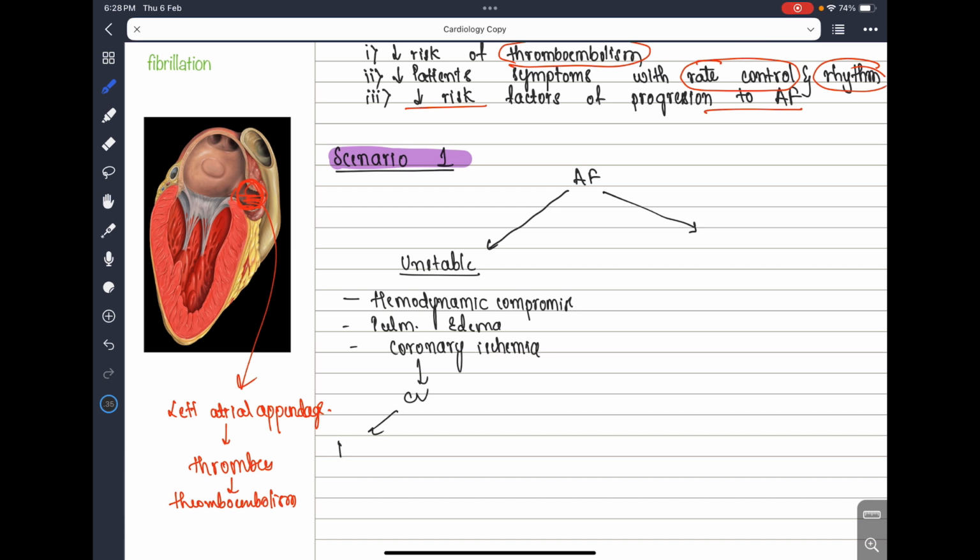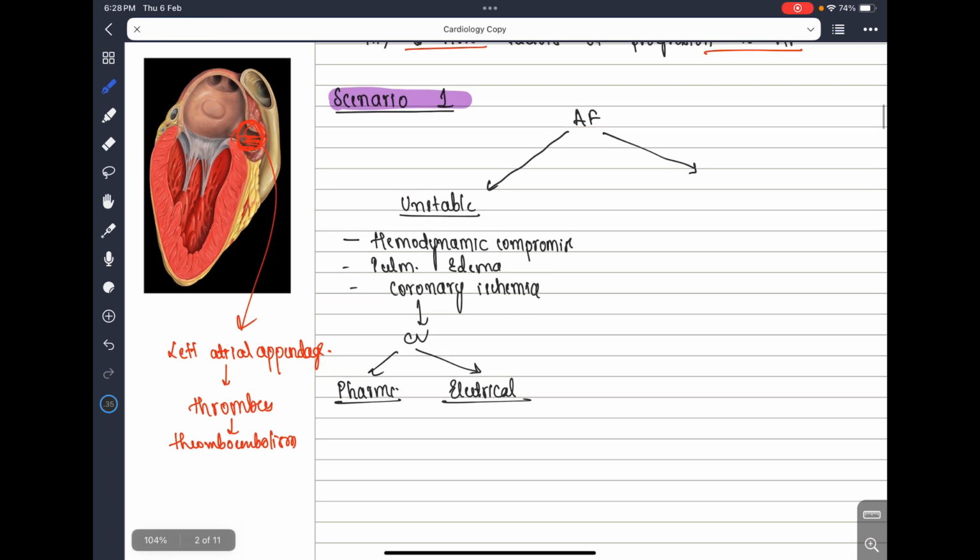It can be pharmacological or it can be electrical cardioversion. In pharmacological, you mainly use ibutilide. In electrical, you will do QRS synchronized cardioversion. Ibutilide is a class 3 antiarrhythmic, and you don't give it if there are features of increased QT interval.